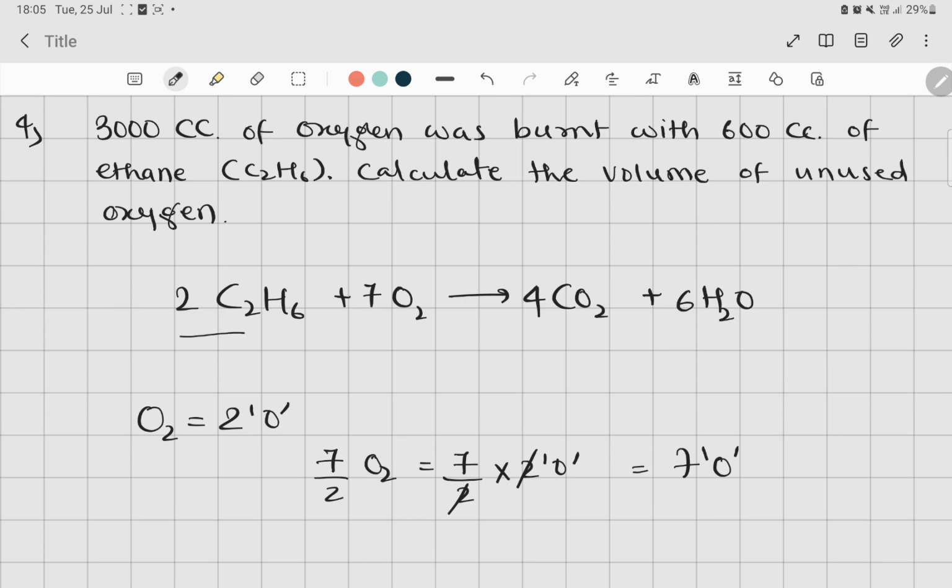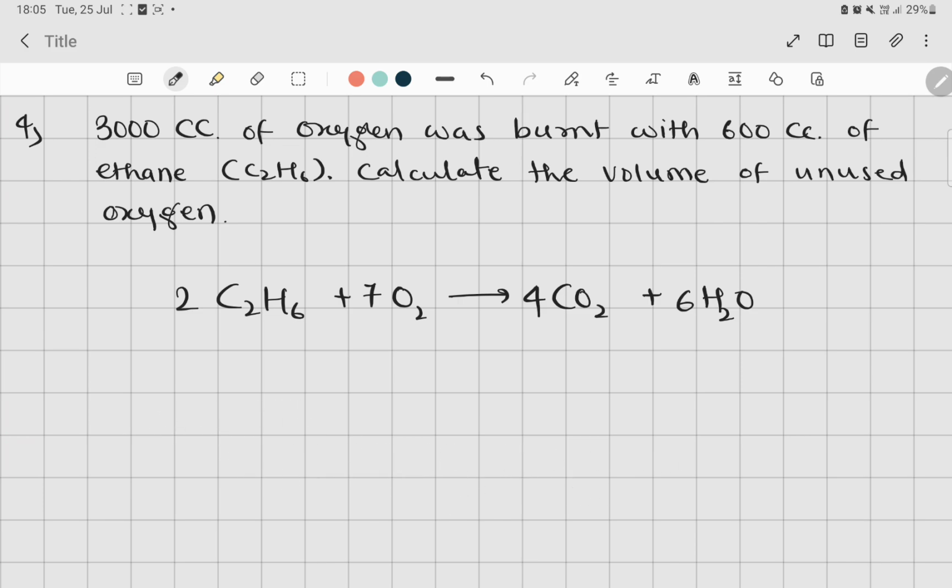That is 4 carbon over here, 4 carbon over here, 6 twos are 12 hydrogen, 6 twos are 12 hydrogen, 7 twos are 14, so 4 twos are 8 and 6, so 8 plus 6 will give you 14 oxygens. Now as the reaction is completely balanced, let's move to the next part, that is according to Gay-Lussac's law. Gay-Lussac's law says the volumes of reactants and products bear a simple whole number ratio, and these ratios are nothing but 2, 7, 4, and 6.